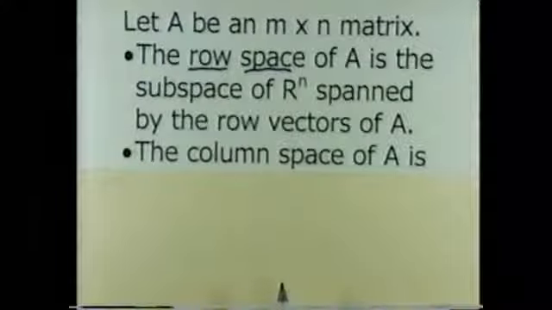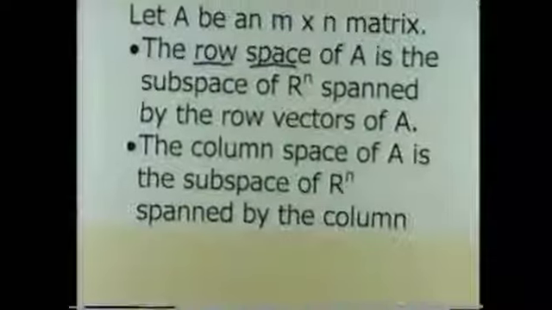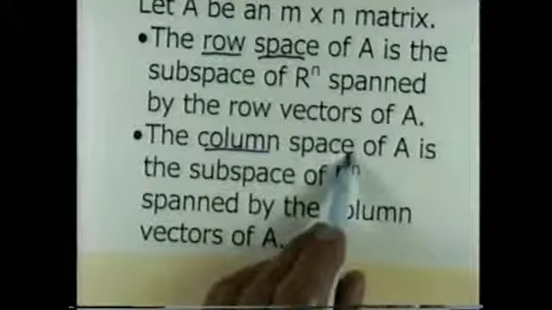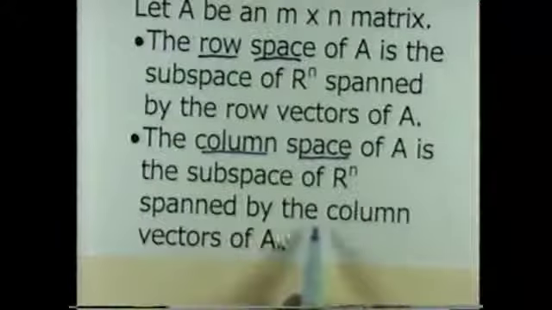The column space of A is the subspace of R^n spanned by the column vectors of A. So another important concept is column space. The column space of A is the subspace of R^n spanned by the column vectors of A.